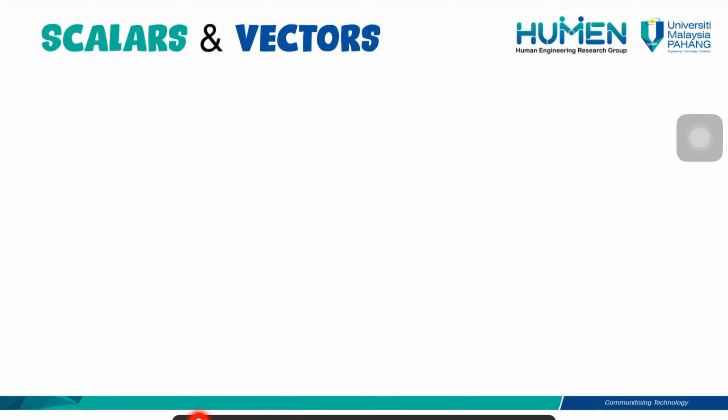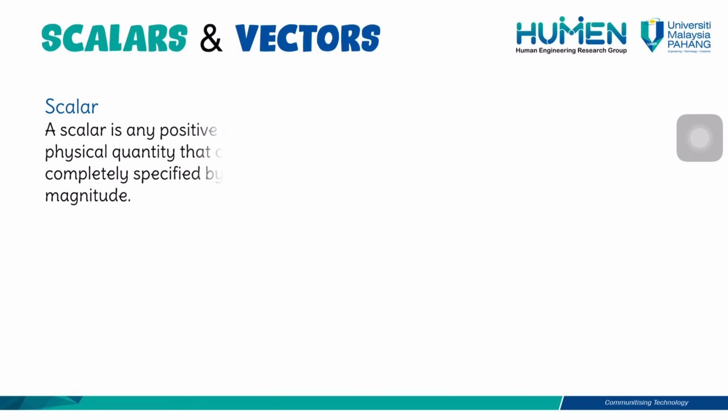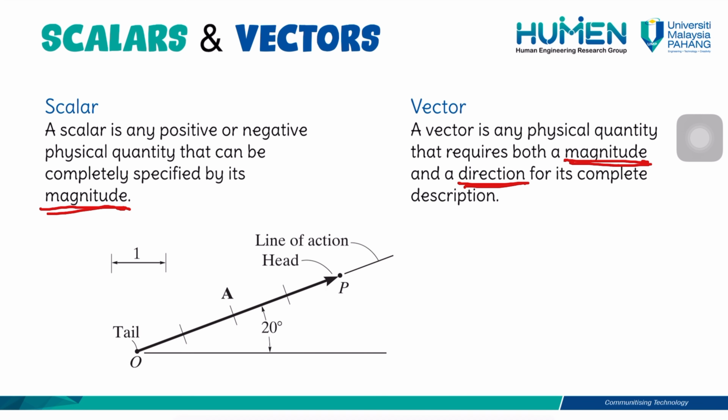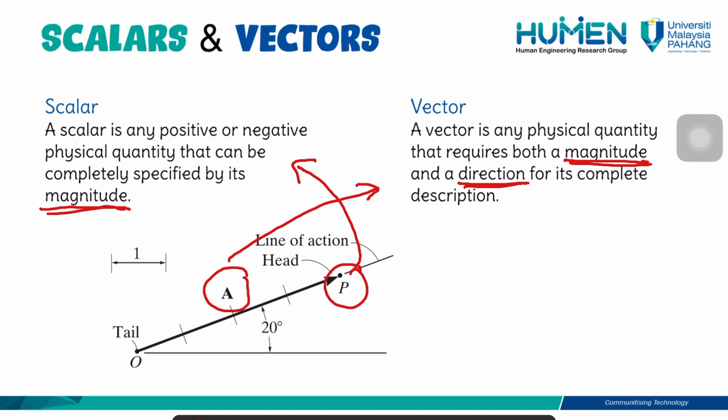So this is a comparison between scalars and vectors. Scalar is any positive or negative physical quantity that can be specified by its magnitude only. However, a vector has magnitude and a direction. Refer to this figure. P represents the scalar, and A represents the vector, while A requires you to identify the magnitude and its direction, about 20 degrees.